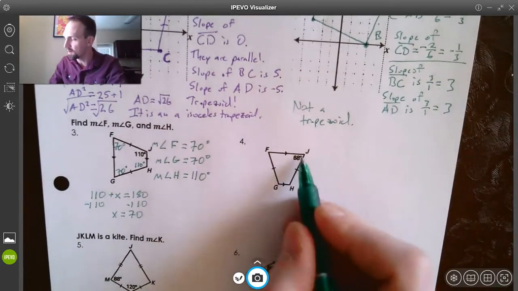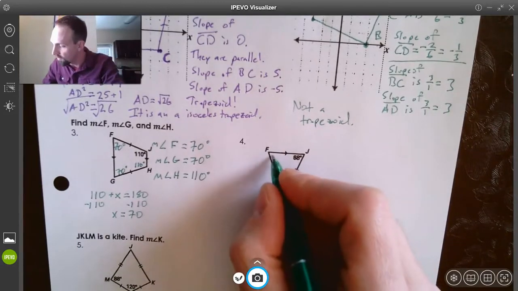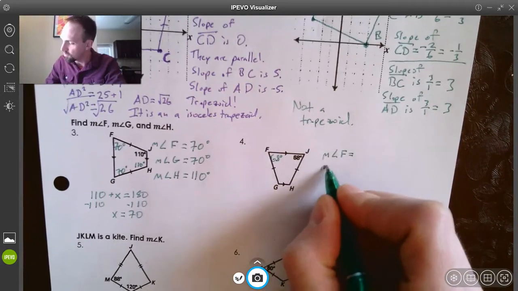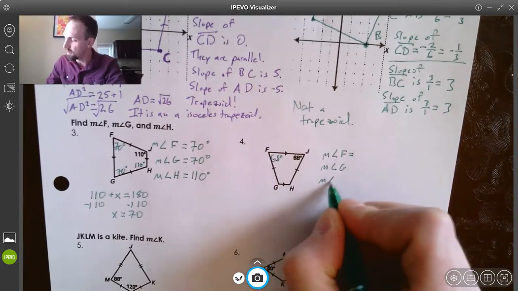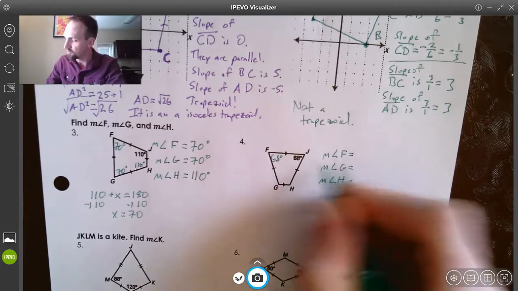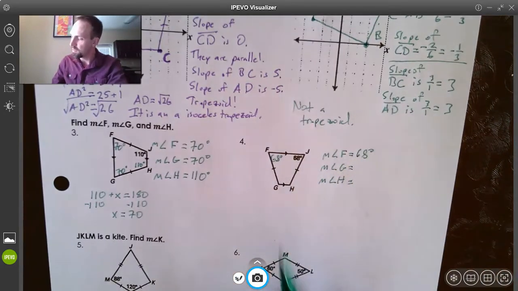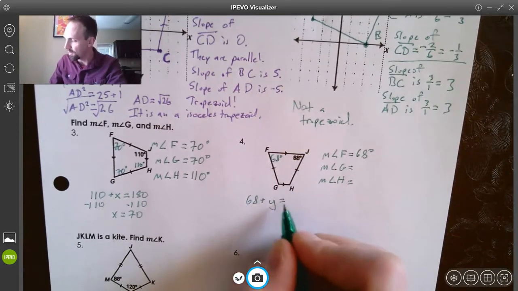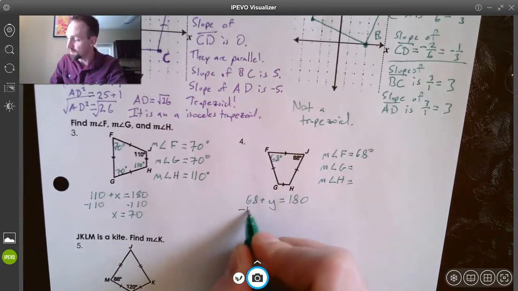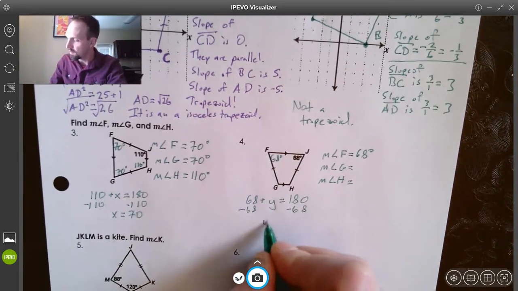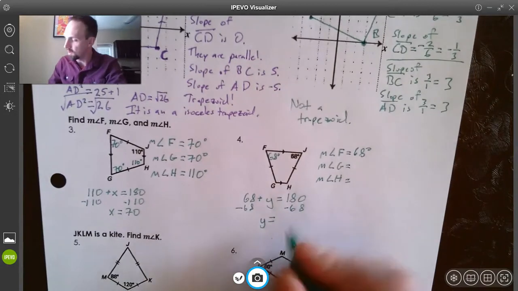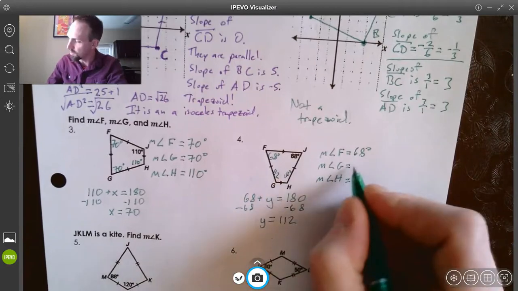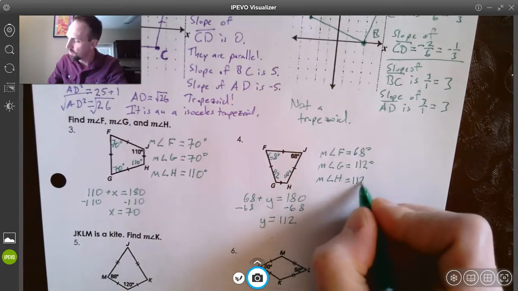We're going to use the same idea over here to find these. Notice that these two are the ones that are congruent. So measure of angle F, measure of angle G, and the measure of angle H. So the measure of angle F is 68 degrees. The measure of angle G, I know that these two have to add up to be, call it Y this time, 180 degrees. So now I'm subtracting 68 from both sides. Now if I subtract 68 from both sides, I get Y equals 112. So this is 112 degrees, and this is 112 degrees. 112 degrees, 112 degrees.